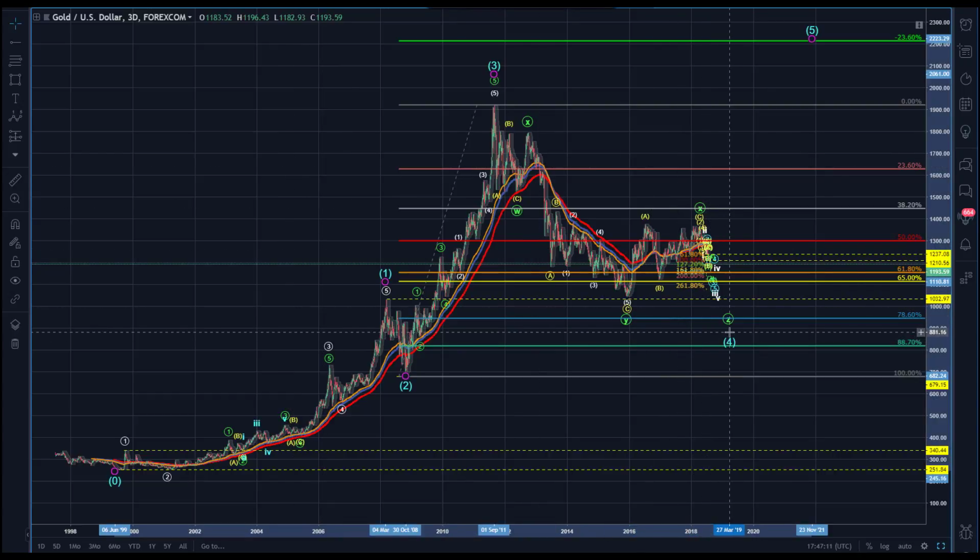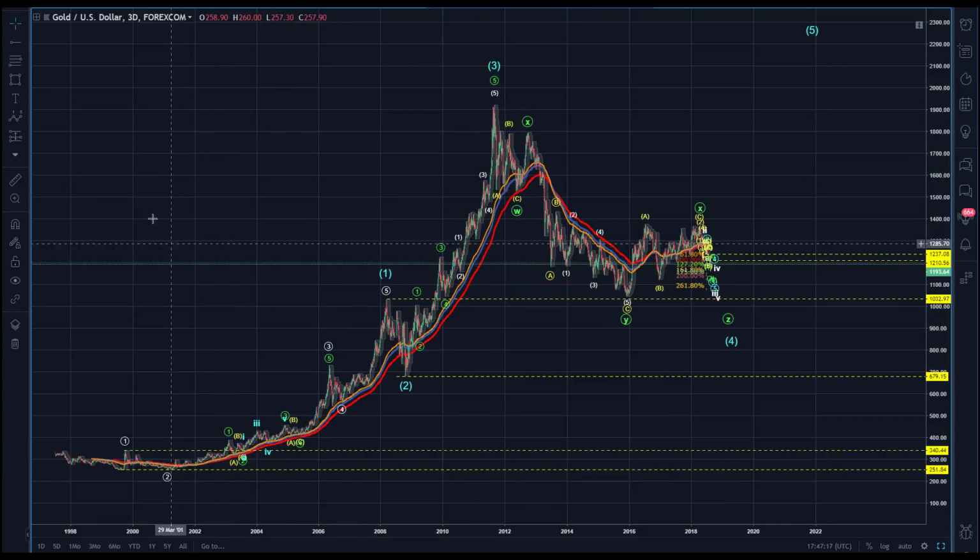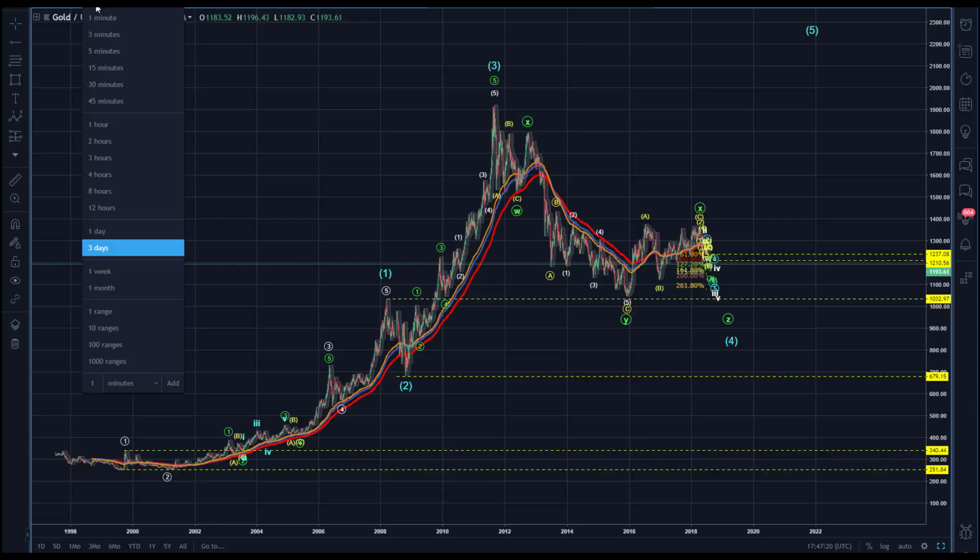That wave 1 high is in jeopardy, thus converting the entire thing to a diagonal. Now let me show you why I think that way. All right, so let's go. We'll go down to the daily.